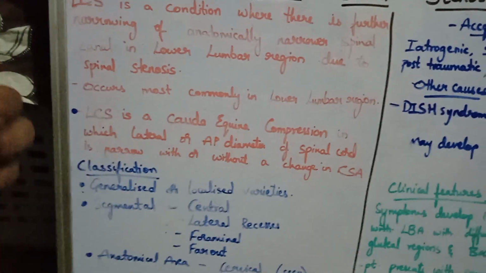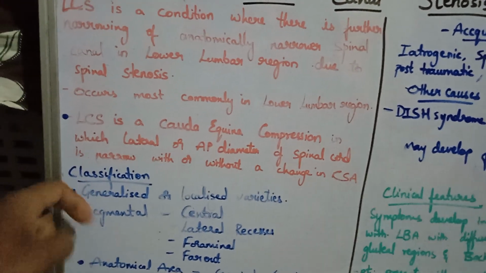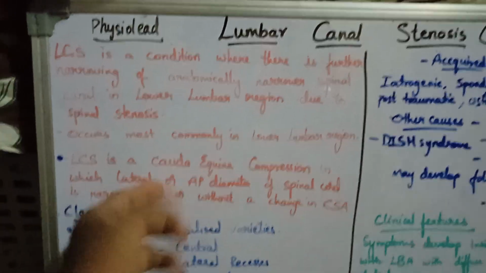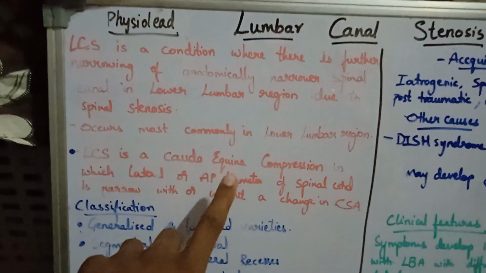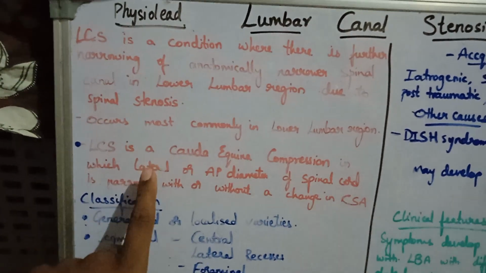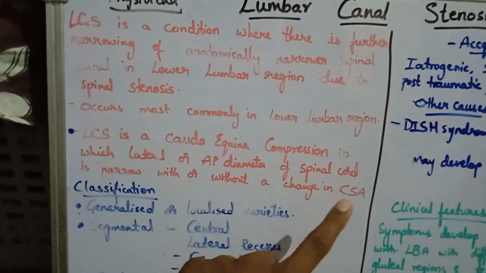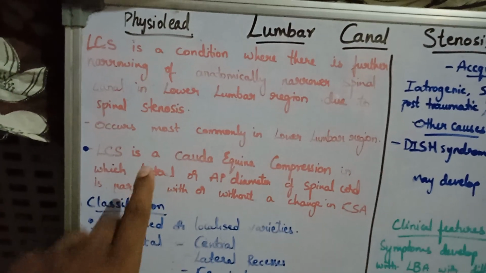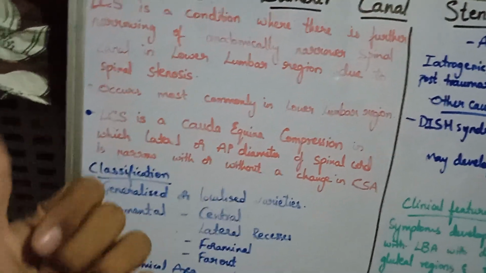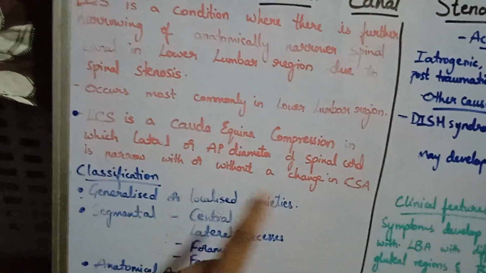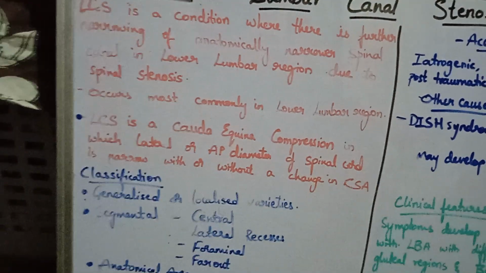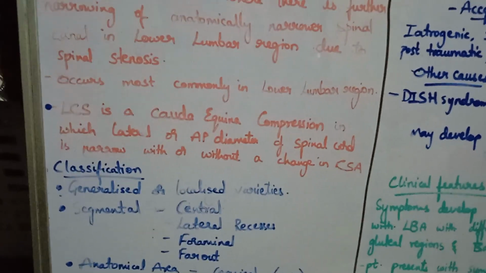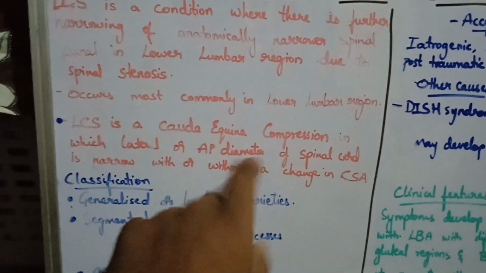What is cauda equina? The end part of the spinal cord is called cauda equina, where the lumbar and sacral nerves come down and appear as a horse tail. So here the cauda equina is compressed, in which the lateral or anterior-posterior diameter of the spinal canal is narrower with or without a change in the cross-sectional area. The cross-sectional area may be normal or decreased, but the main thing here is that the cauda equina is compressed.